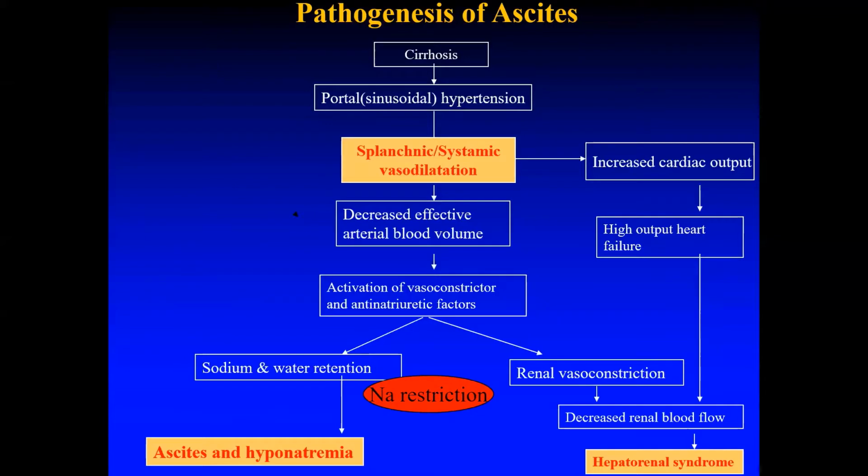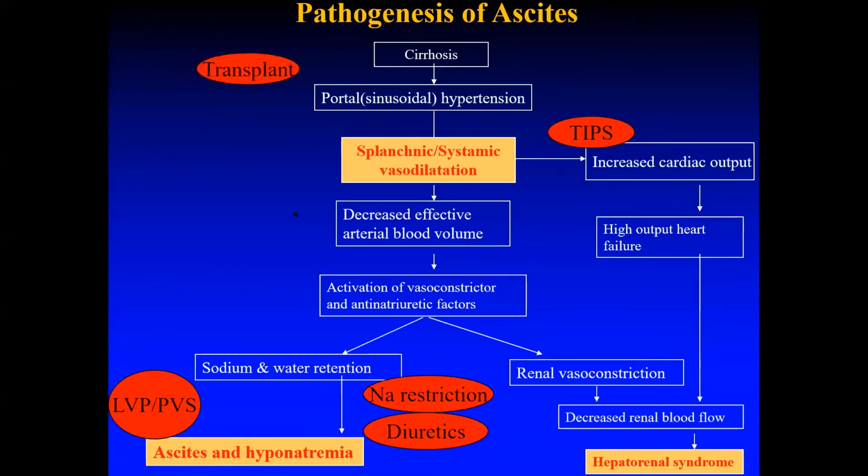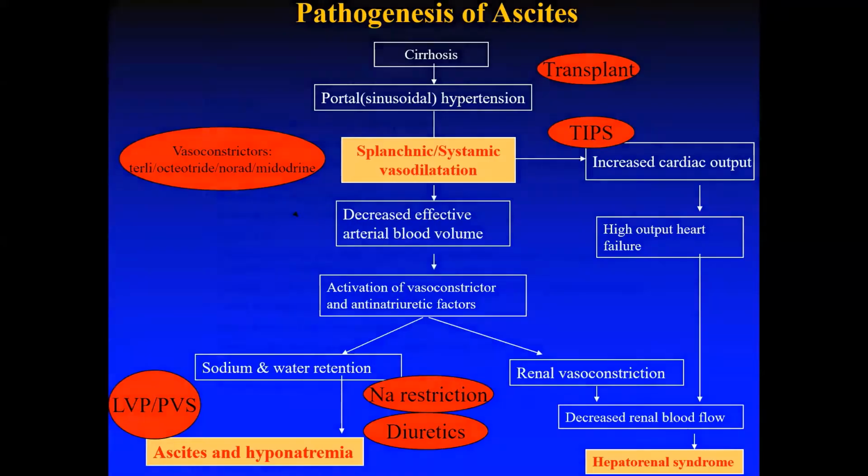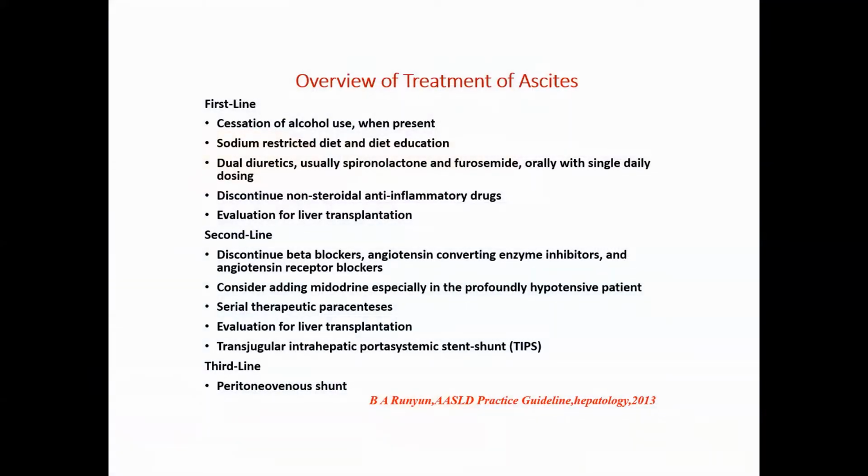Either we can do sodium restriction, or the use of diuretics, or LVP, or we can use TIPS, or we can send these patients for transplant, and other therapies such as vasoconstrictors may also be used. This is an overview of the treatment of ascites.